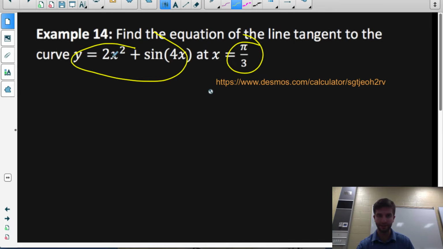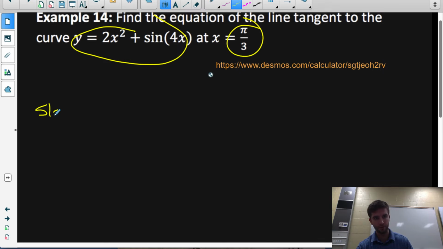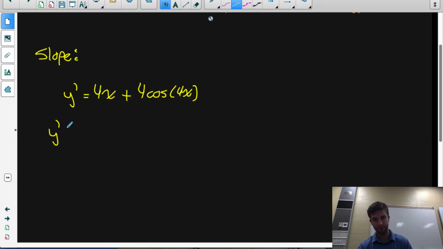So if I want the equation of a tangent line, I know I need its slope. So I'll start by finding the slope of the tangent line by figuring out the value of the derivative of the function at pi over 3. The derivative of this function would be 4x plus the derivative of this term, which is 4 cos of 4x. So I'll find the value of the derivative at pi over 3, so y prime at pi over 3 equals 4 times pi over 3, which is 4 pi over 3, plus 4 times cos of 4 times pi over 3.